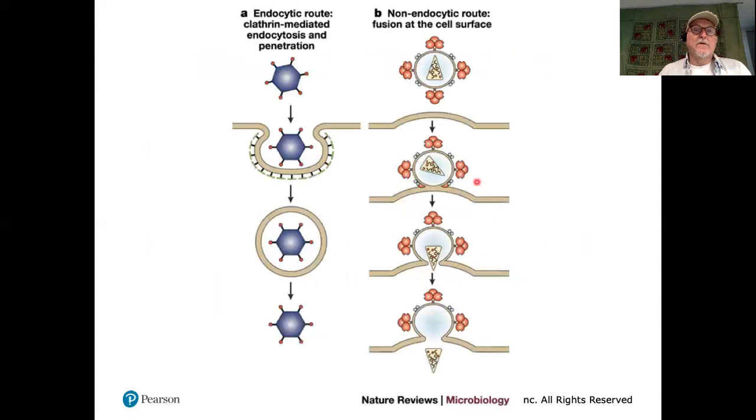So here are the two methods. The first is the endocytic route. That means the virus is taken in by endocytosis. This, by the way, is something like an adenovirus. It's unenveloped, but enveloped viruses can also be taken in by the same method. And indeed, our coronavirus, an enveloped RNA virus, is taken in by this method, by endocytosis.